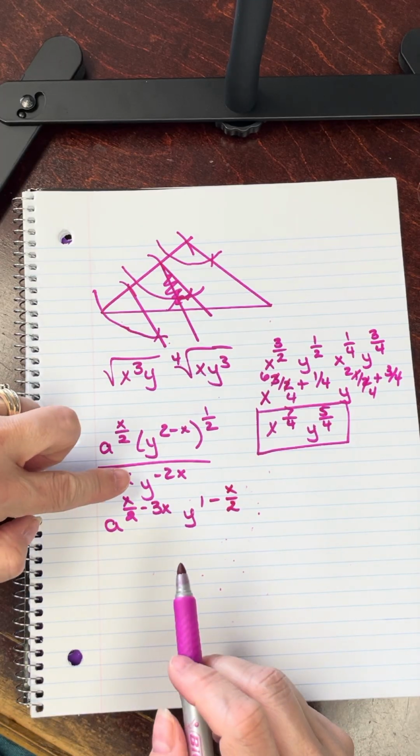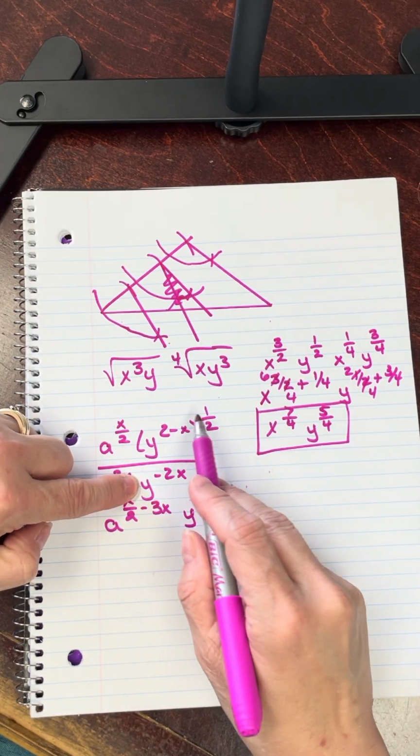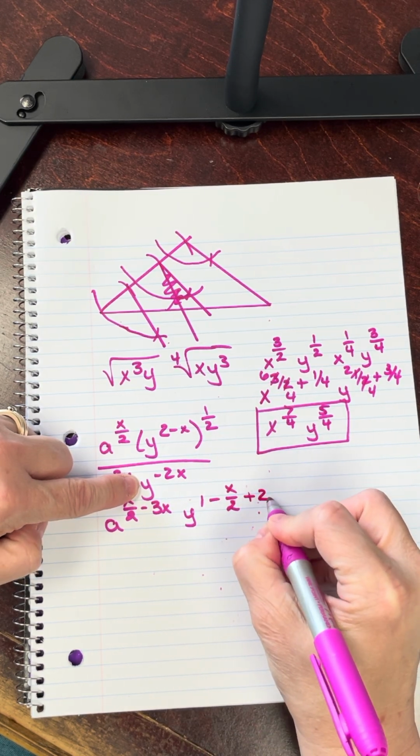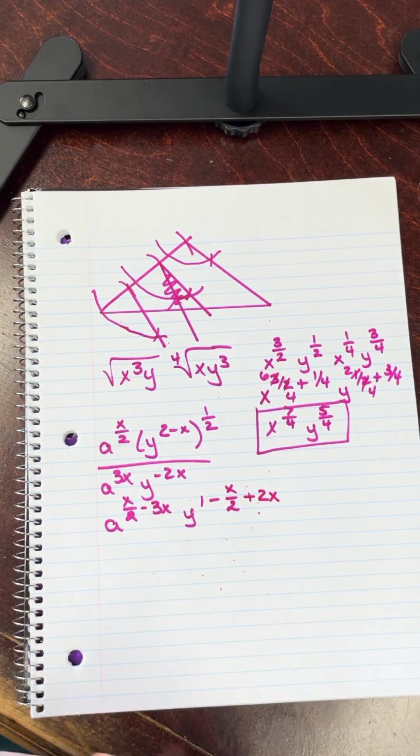I also want to move this y up to join the top, so I'm going to change the sign when I bring it up and make it plus 2x in combination already so that I'm ready to simplify.